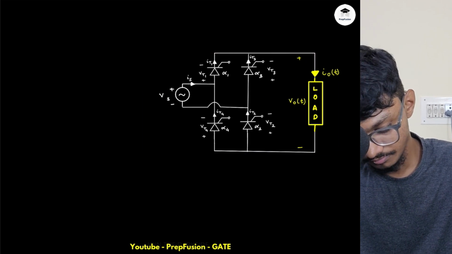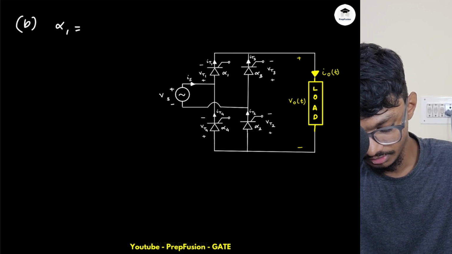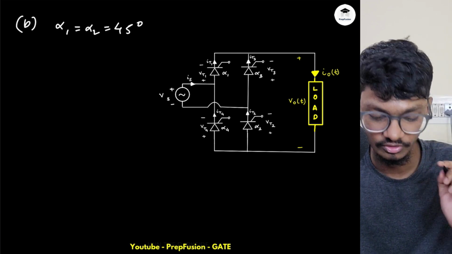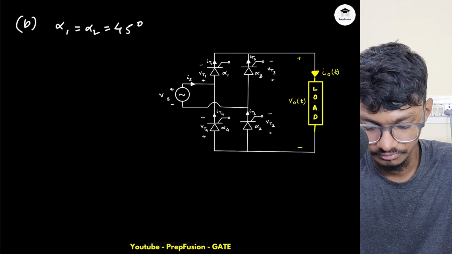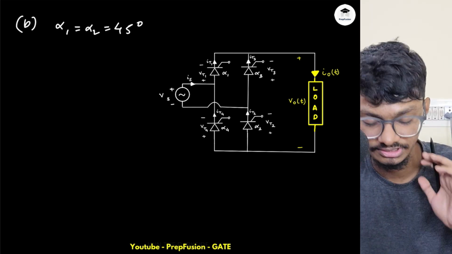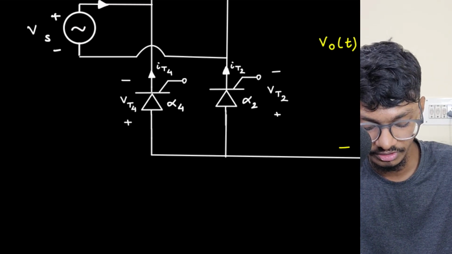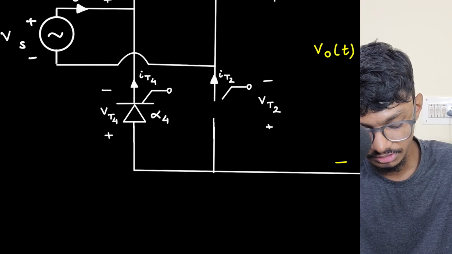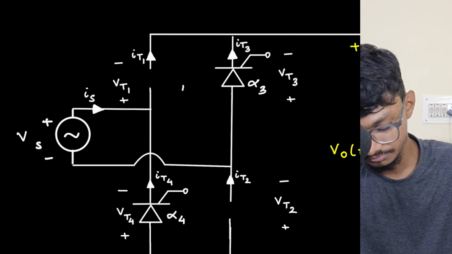I will start the analysis from alpha 1 equals alpha 2 equals 45 degrees. Before that, I will obviously not start the analysis, because that will be difficult. Once we complete it, I will explain why I didn't start from there. So if alpha 1 and alpha 2, that is T1 and T2, are triggered at 45, T1 and T2 will be on, and they will naturally commutate the other two SCRs, that is T4 and T3.